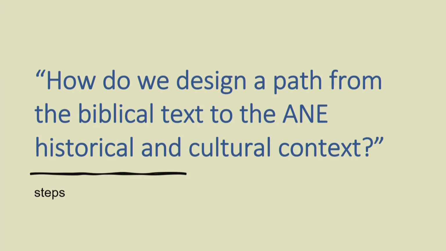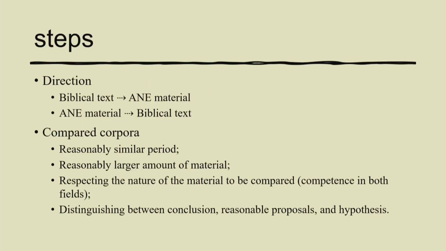So now, this was an example; how do we design a path from the biblical text to the ancient Near Eastern historical and cultural context? Let us see the steps. I think the first very important part is the direction. If we want to find the context, we have to move from biblical text to ancient Near Eastern material, study it on its own, and from ancient Near Eastern material to biblical text. And we have to study it on its own.